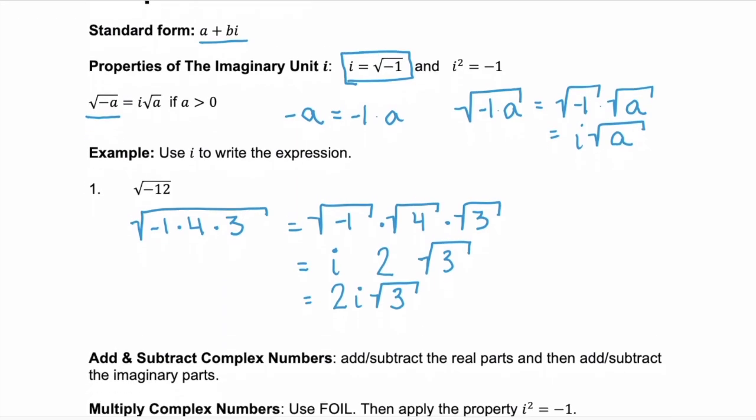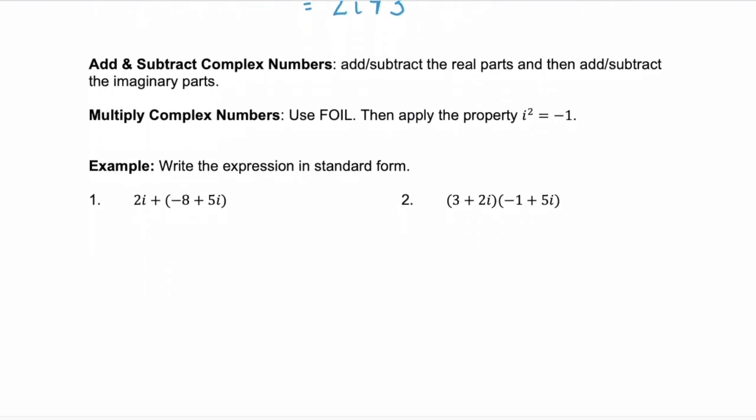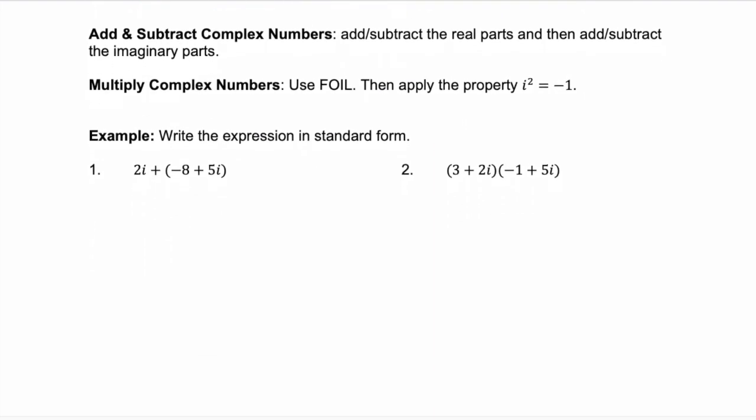Now, we can do other operations with complex numbers. We can add and subtract complex numbers, and we can multiply complex numbers. When we add and subtract complex numbers, you first add and subtract the real parts, and then you add and subtract the imaginary parts, because you want to end up with the real parts separate from the imaginary parts. And when you multiply complex numbers, you're just going to use FOIL. But you need to remember that i squared equals -1, because whenever you FOIL, you might have an i times an i, or i squared, and you need to simplify that to -1.